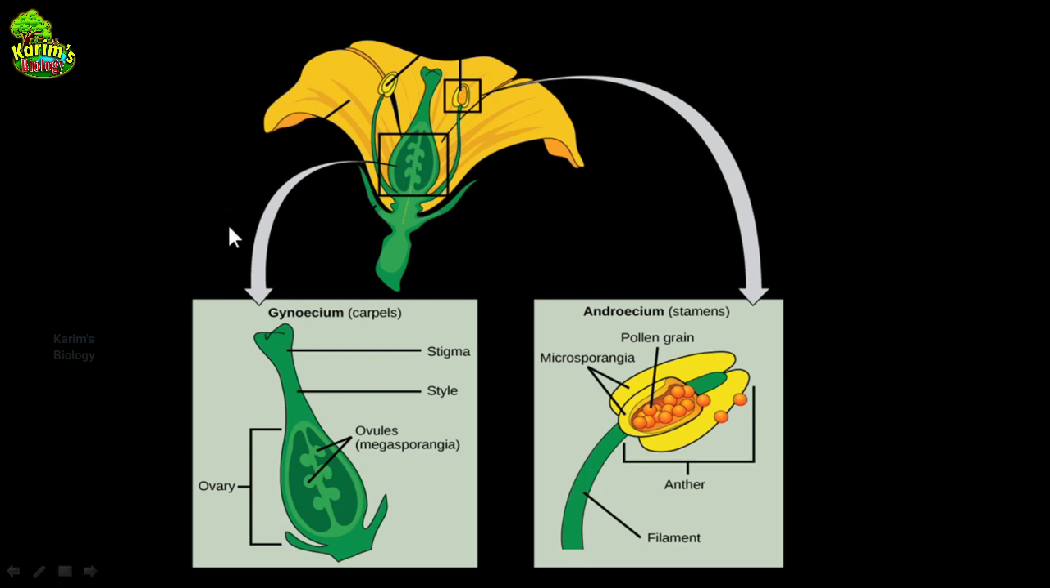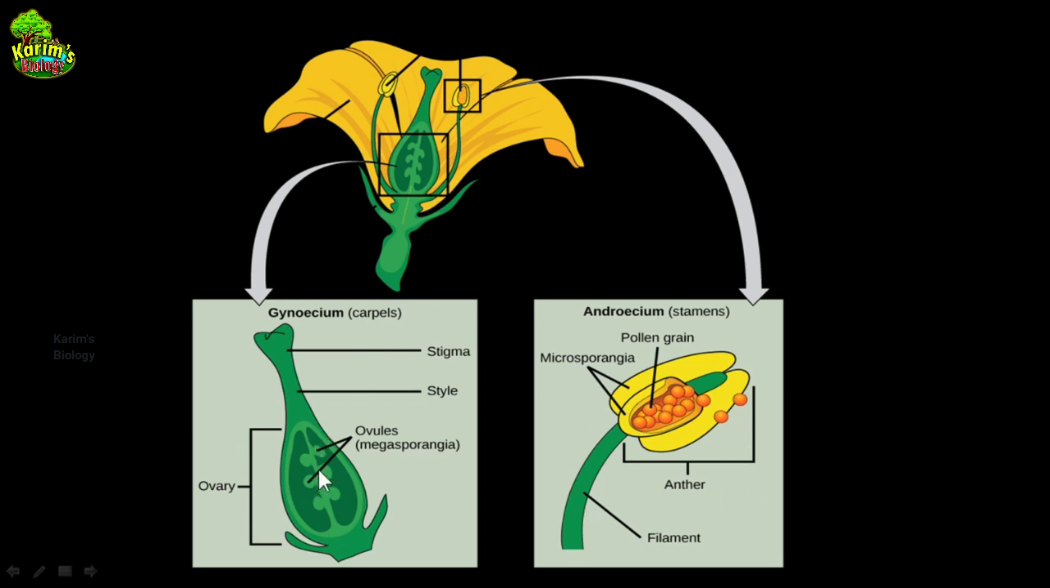It is a typical bisexual flower. Don't think that it is a pea flower. It is only one picture that I have taken to explain the parts of a flower. Just a brief explanation: a flower contains this, the gynoecium, also called carpel, which is the female sex organ, and this is the androecium, which is the male sex organ.